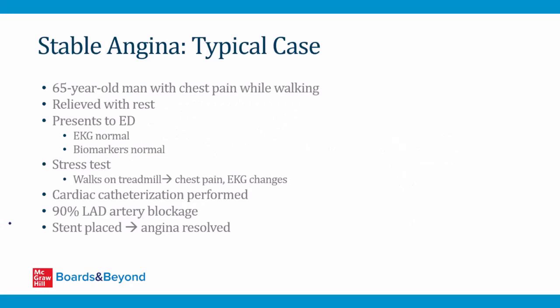So this is what a typical case of stable angina in the United States looks like. A 65-year-old man develops chest pain while walking that is relieved by rest. He comes into the emergency room, his EKG is normal, his biomarkers are normal, so he's not having a myocardial infarction. He then goes for a stress test where he walks on the treadmill and he develops chest pain and EKG changes. Because of the positive stress test, a cardiac catheterization is performed and it identifies a 90% plaque obstructing flow through the LAD artery. A stent is then placed and the angina resolves. And this is how stable angina is usually treated in the United States.